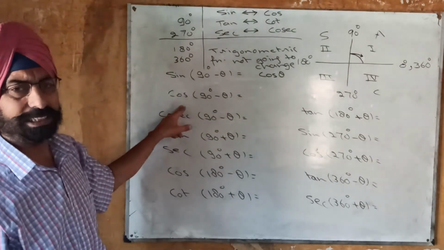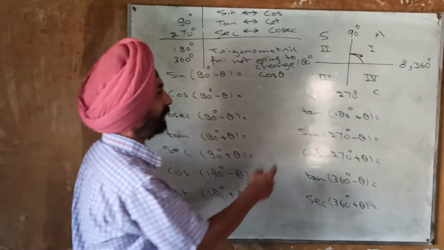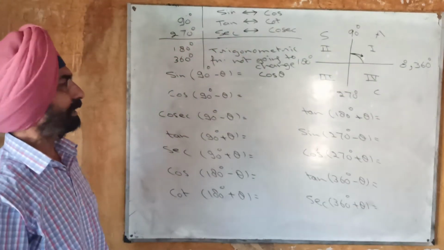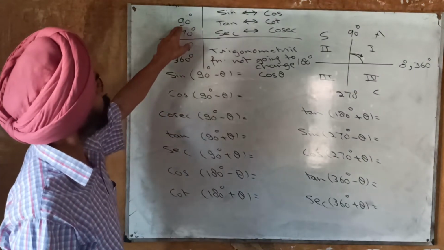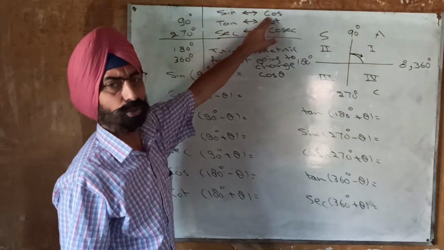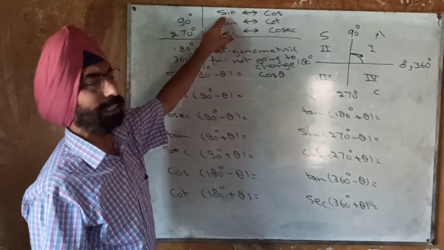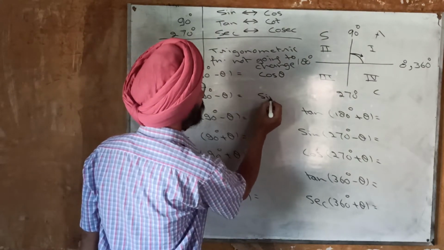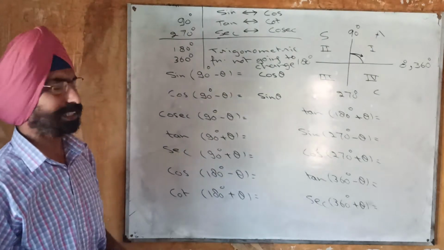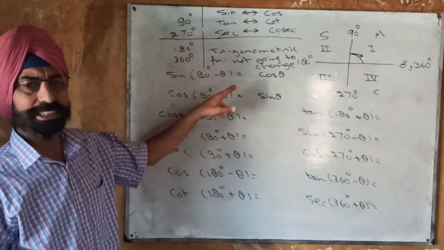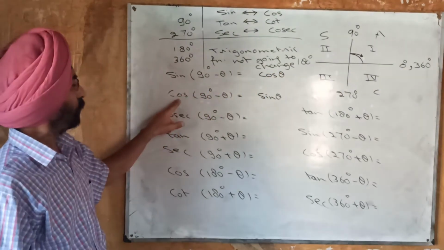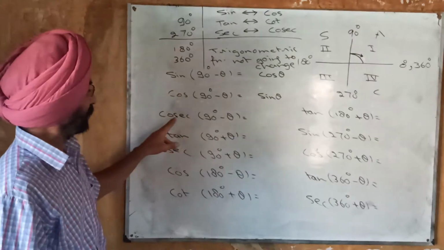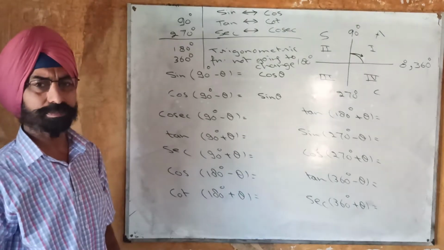For the second case, it is once again 90 minus theta. So you are in the first quadrant, and since it is 90, cos is going to change into sine. So this cos will change into sine theta, and since 90 minus theta is in the first quadrant, cos will also be positive, it will not be negative.